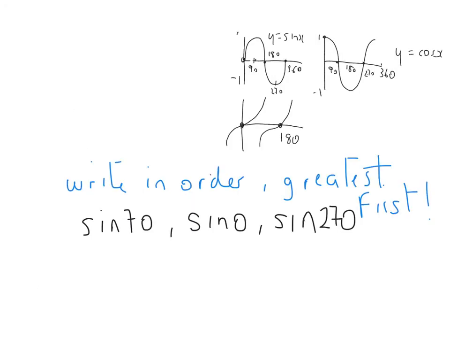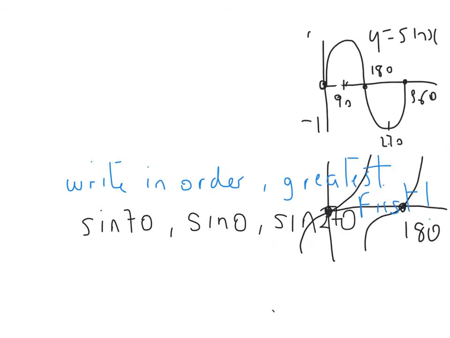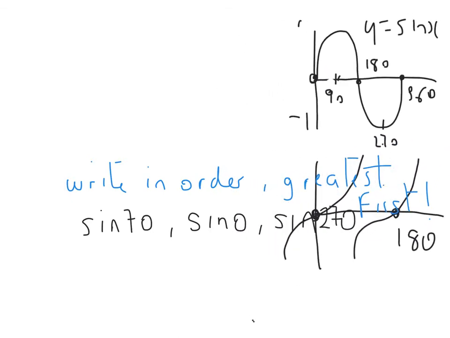Okay, so a question we might get here is write in order greatest first, sine 70, sine 0, and sine 270. So the value of the function is its height. So we're interested then in the sine curve. If we have a look for sine 70, well, sine 70 would be around about here, just before we get to sine 90. Sine 0 is here, and sine 270 is down here.